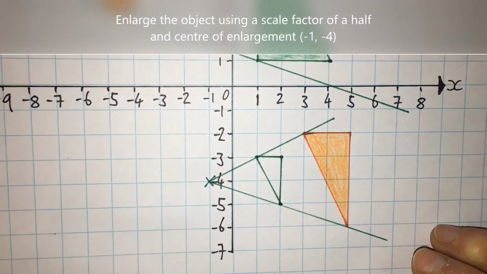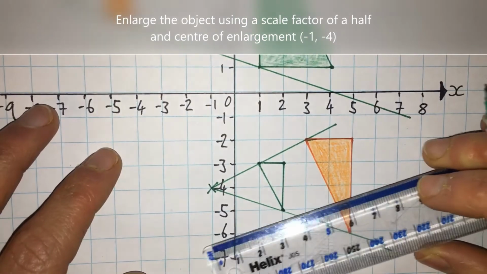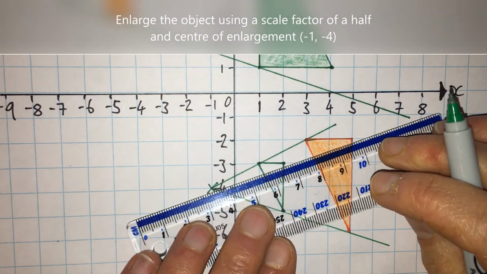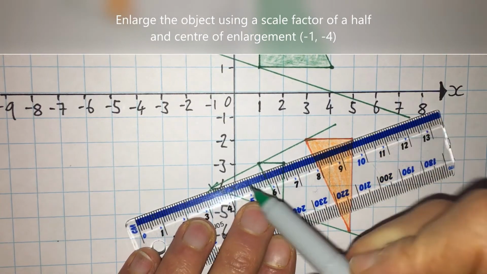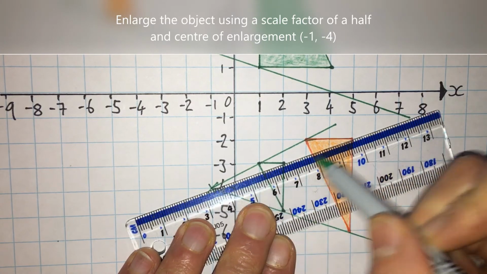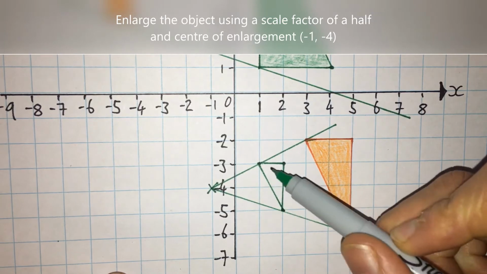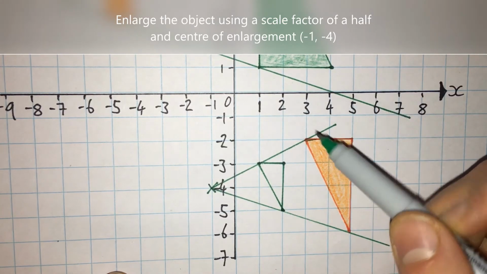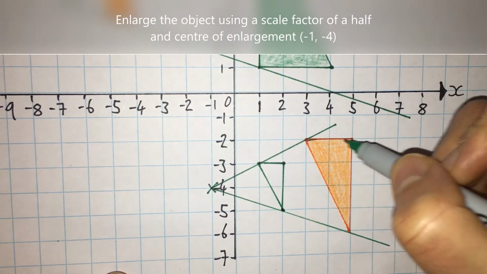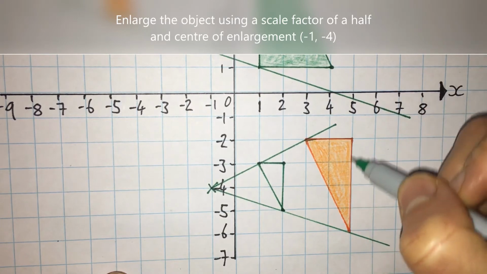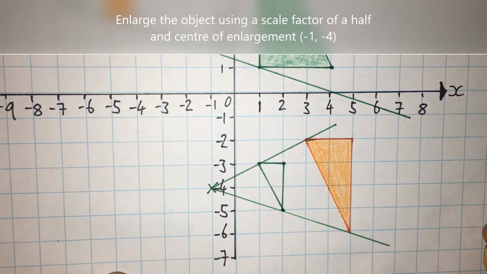I can check whether I've got this correct by just lining up the 3rd corner of this triangle and seeing if it's on the guideline, and it is. So this shape here, this image, has been created by enlarging this shape, this object, by a scale factor of 1/2. Let's colour that in to finish.